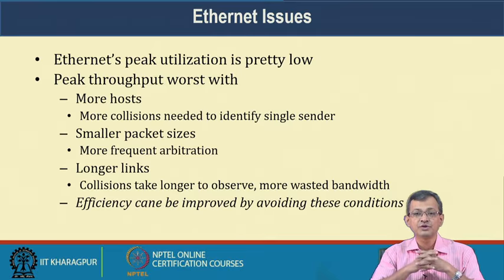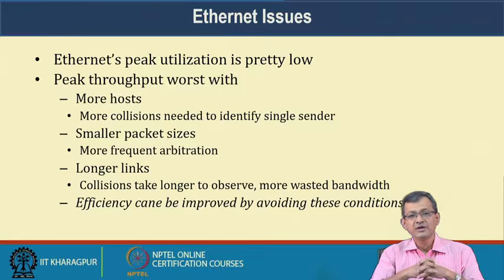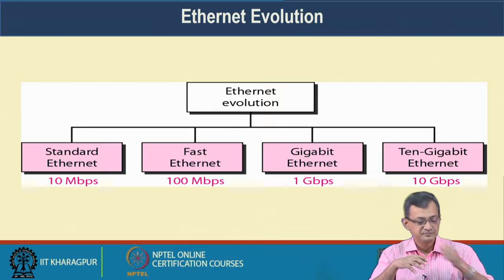We have seen the 2 into T. Efficiency, sorry, there is a typo, can be improved by avoiding these conditions. These are maybe administratively controlled, and later on we will see that there are things which can be managed with this Ethernet. So, this can be improved by avoiding these conditions.